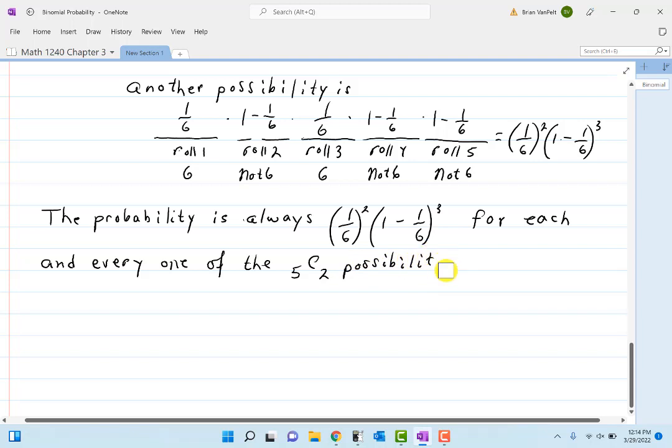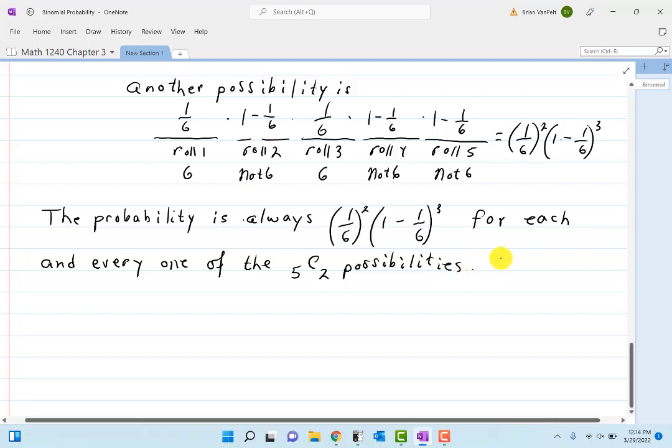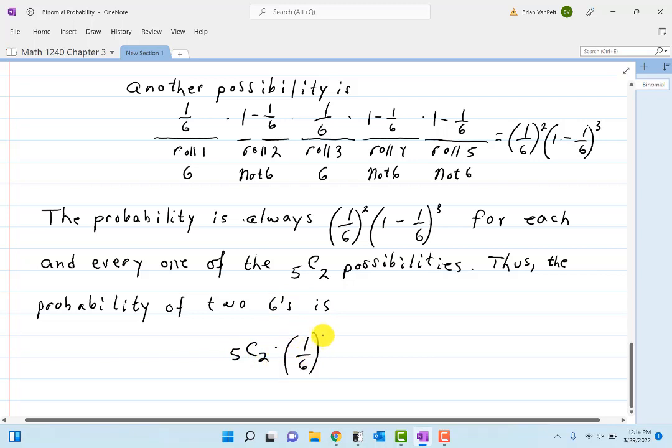Remember, we're doing 5C2 because we have a total of 5 items, and 2 of them are the ones of interest. Thus, the probability of 2 6s is, I take my 5C2 times 1/6 to the 2 times 1 minus 1/6 to the 3.